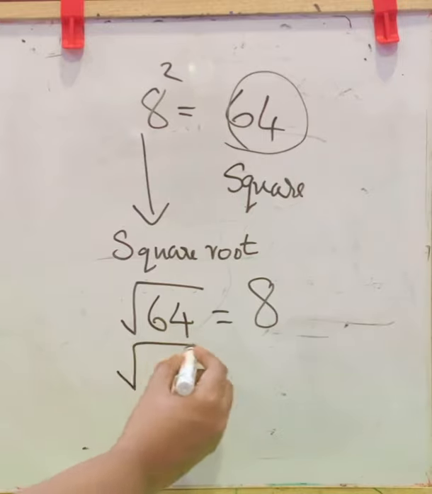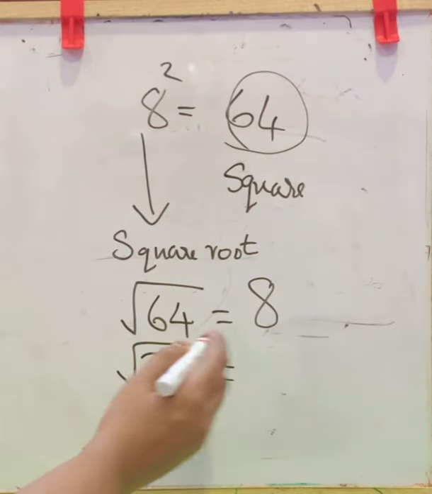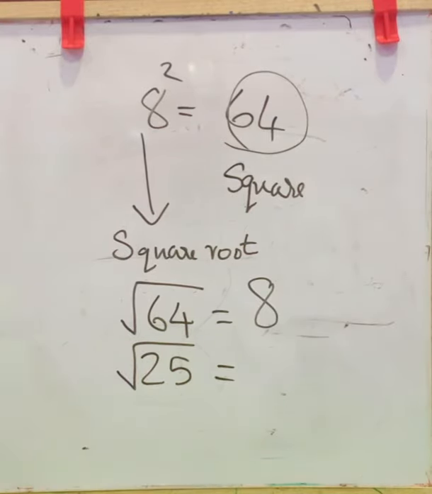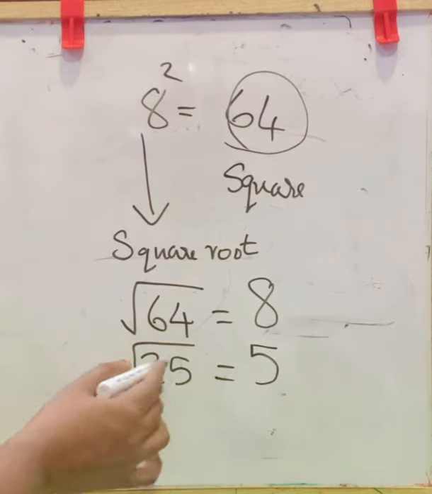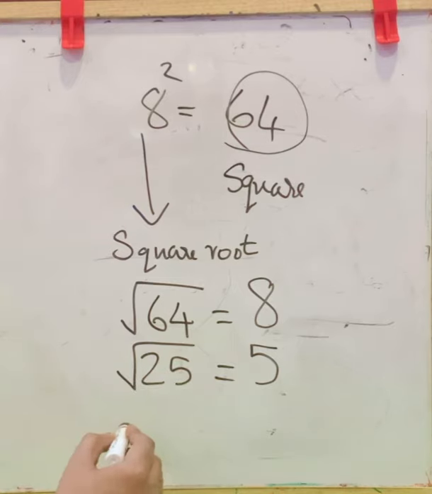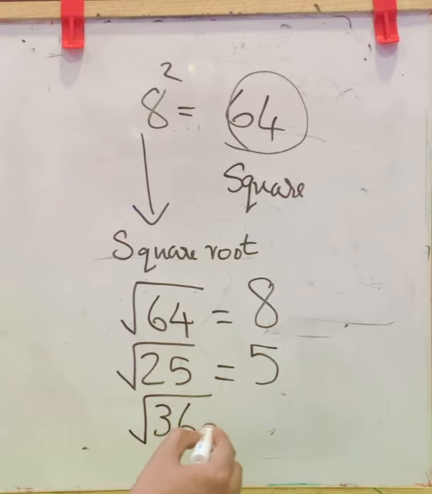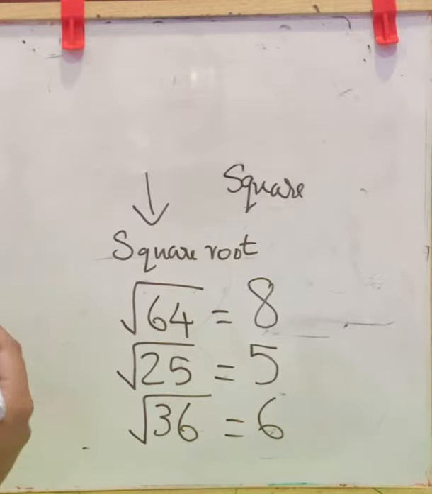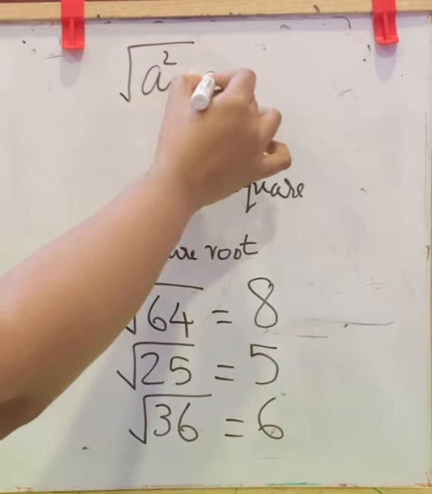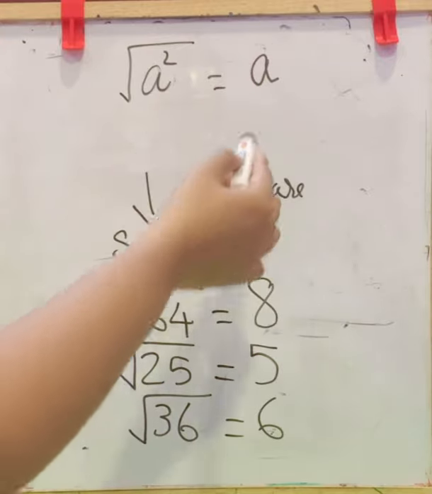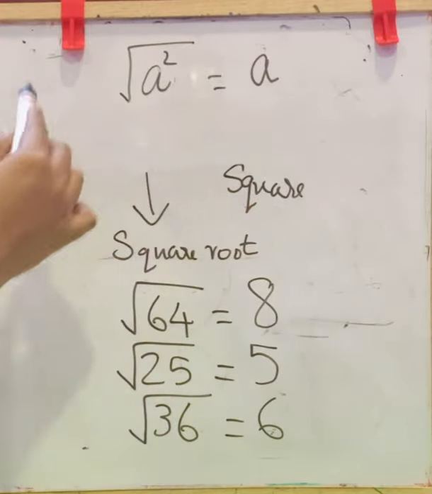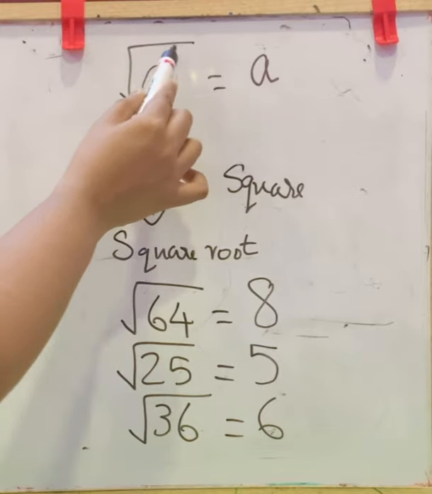So square root of 25, that is, which number is multiplied 2 times to get 25? That is 5. So square root of a perfect square 25 is 5. Now square root of 36 equal to 6. Generally we can say if a square is a perfect square number, then its square root will be a, because after multiplying a 2 times, or a with a, you will get a square. That means square root of a square is a.